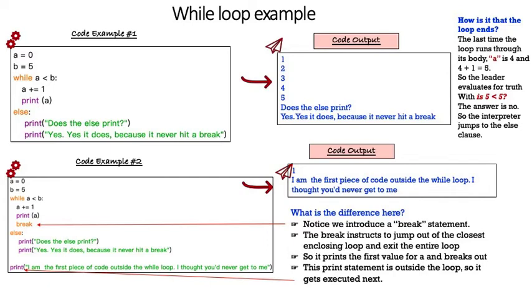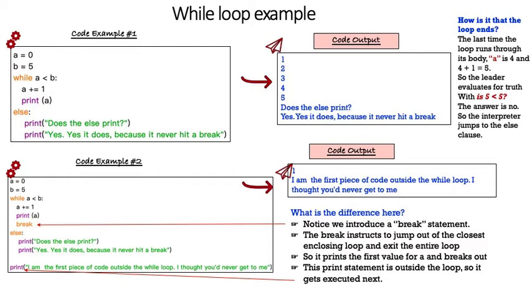Now we're going to use the break. Same code, only I have a break statement in the body of the while right after the print A. So you see what gets printed out is just the number 1, and then it doesn't go to the else clause. It goes right to the print statement that's outside of our loop, and it says, I am the first piece of code outside the while loop. I thought you'd never get to me.